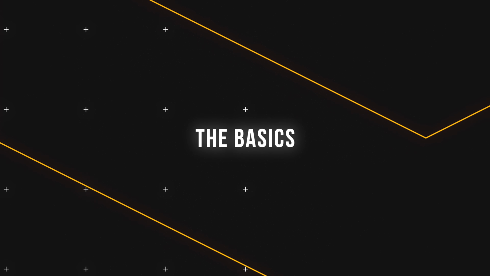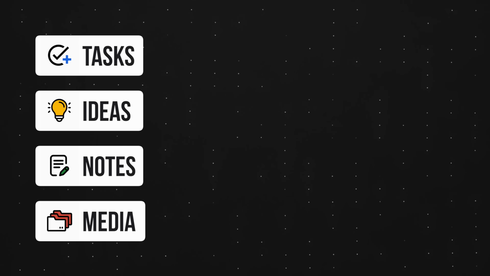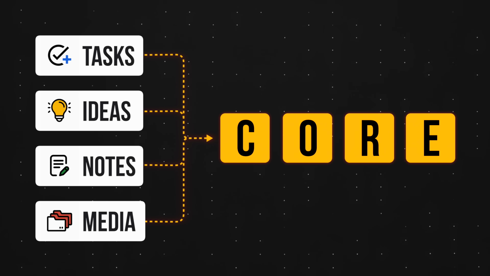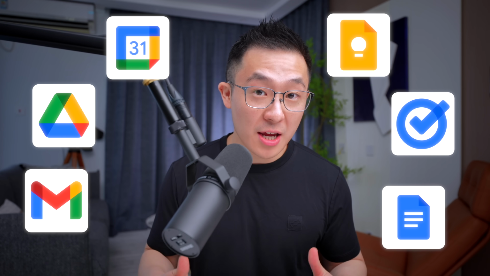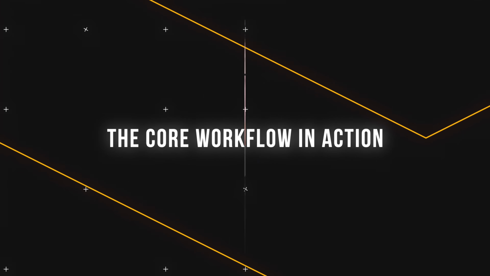All right, before we dive into a real-world example of the core workflow, there are 2 quick things you need to know. First, broadly speaking, there are 4 types of information we encounter in the workplace: tasks, ideas, notes, and media, which is basically our digital files. And the core workflow gives us a framework to deal with all 4 types of information so that nothing slips through the cracks. Second, even though we're using Google tools as examples in today's video, the system itself is platform agnostic, meaning it works with whatever tools you're already using: Notion, Todoist, Apple Notes, or even the inferior Microsoft Suite, right? It doesn't matter.